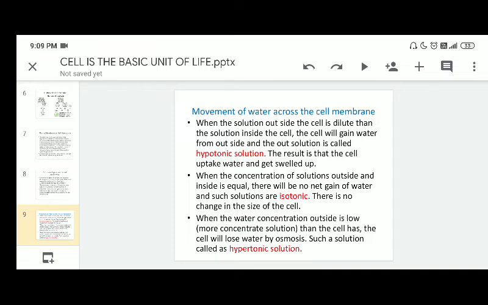When the water concentration outside is low, that means it is a more concentrated solution than the cell has, the cell will lose water by osmosis, means water from inside will move out. Such a solution outside is called a hypertonic solution.